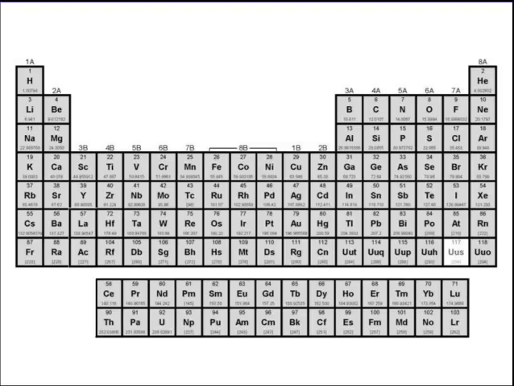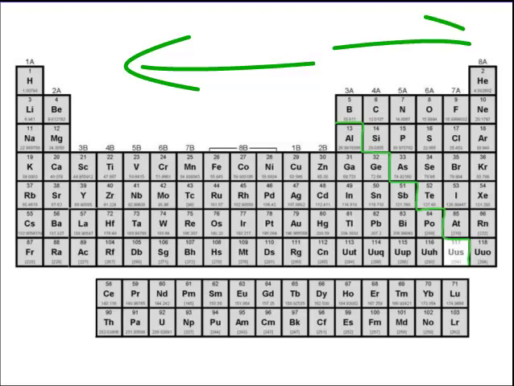Not all periodic tables will explicitly show the location of the stair-step. You need to know where the stair-step is even when it's not shown. It starts under boron and then it zigzags down from there. Everything to the left of the stair-step is a metal. Every element to the right of the stair-step is a nonmetal.